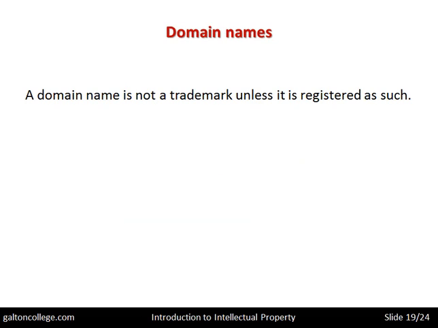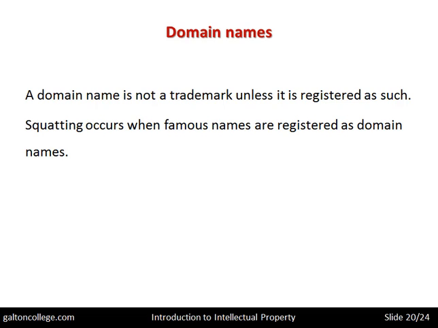Domain names. Well, a domain name is not a trademark unless it is registered as such. So a domain name is not a trademark. Squatting occurs when famous names are registered as domain names. Sometimes people try to register sites, particularly if there's a new extension being released. The extension being after the dot on a domain name. If a new one is released, some people try to register reputable companies with that extension. Obvious targets would be Coca-Cola, Microsoft, all of those. And then they squat, they hold that name.